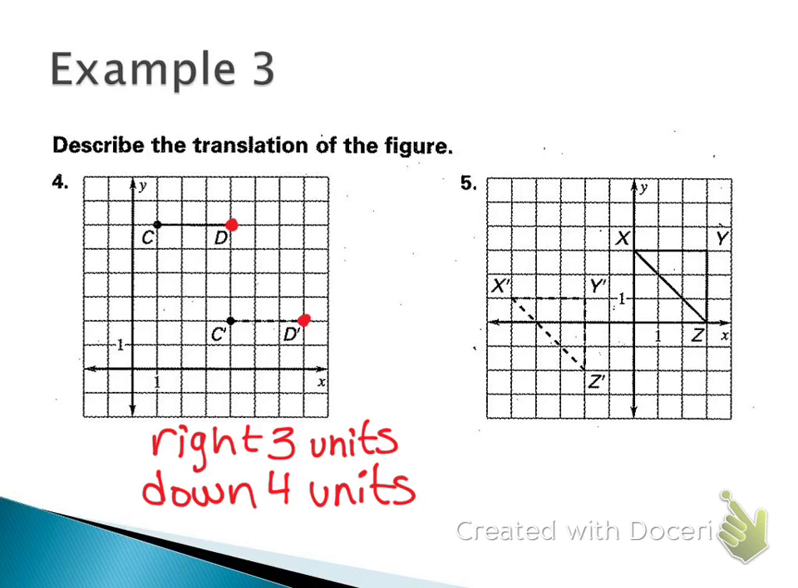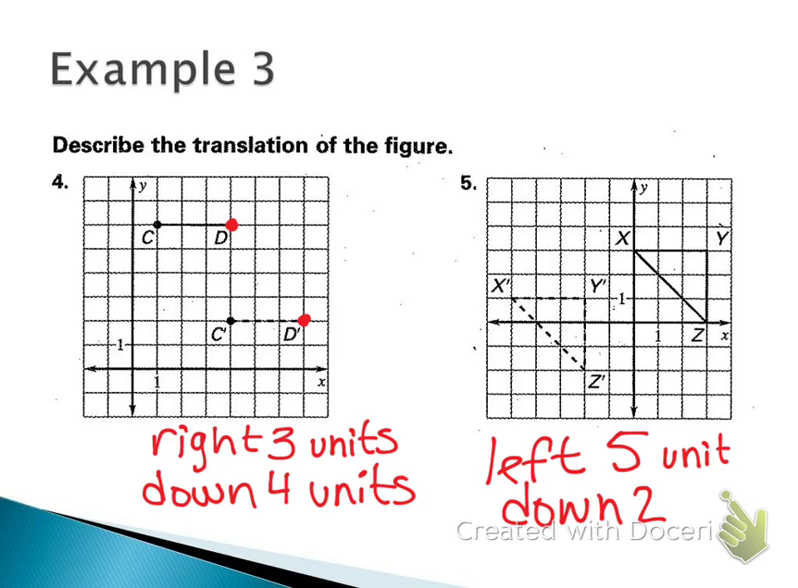So we go left 5. We're starting to get from Z to Z prime. Left 5 and then up or down? Down how many? 2. Left 5 units, down 2 units.